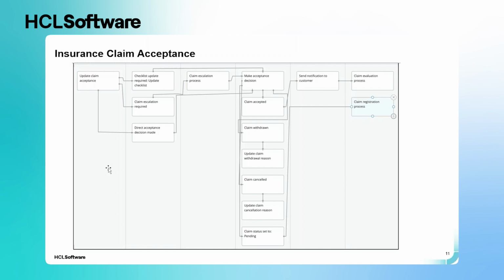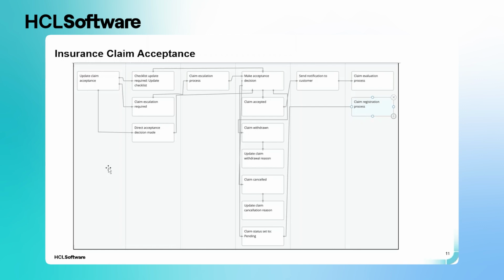There could be a case where an escalation on the claim is also needed, in which case a claim escalation process will be followed before arriving at the claim acceptance decision, and eventually the claim is accepted. There can be cases where the claim is also withdrawn, in which case a claim withdrawal reason is stated in the claim, or it could be a case where the claim is cancelled, in which case the claim cancellation reason is stated. Also, the claim could be set to pending as well, in which case the claim registration process is then next followed. So this is the overall process.